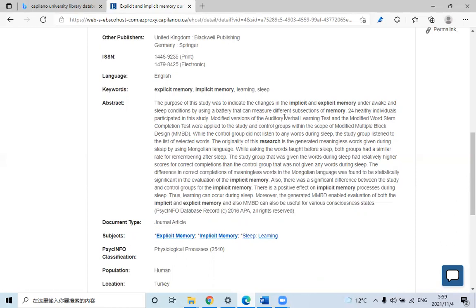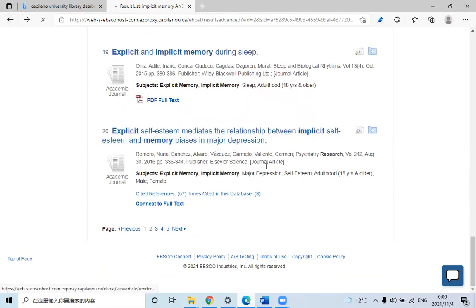Modified versions of auditory verbal learning test. Verbal learning, you are trying to learn new words, and that might be a test of explicit memory. Modified word stem completion test. This might be the implicit memory measurement. This might be useful. However, they used modified multiple block design. That might be a technical hurdle in research design, and I have some reservations about this one. It's worth looking at, but I'm going to look on for something with a more straightforward methodology.